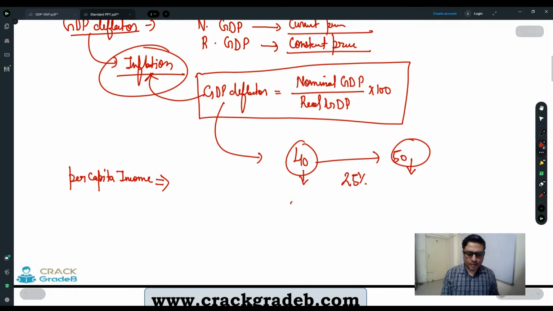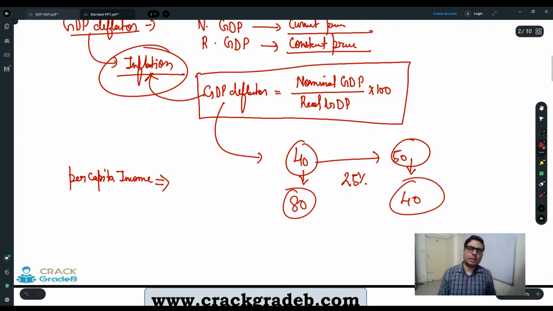Suppose the earlier price was 80, and now it is 40. The base year price was 80, but the current price is 40. In that case, there will be deflation. Why? Because when you move from the base year price to the current price, generally it is going to be a low price.